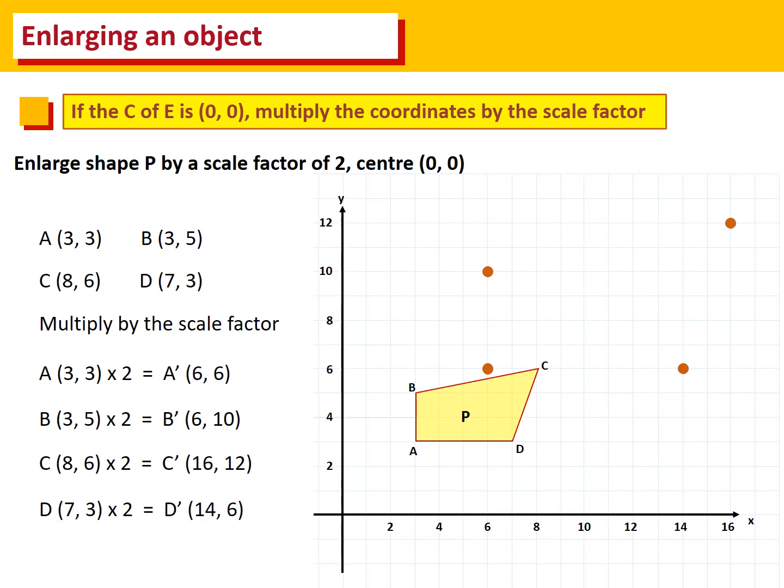and we join up those 4 points. And note we label the corresponding points, so A dash here corresponds to A on the original object. And we use P dash to label the image because we used P for the original object.